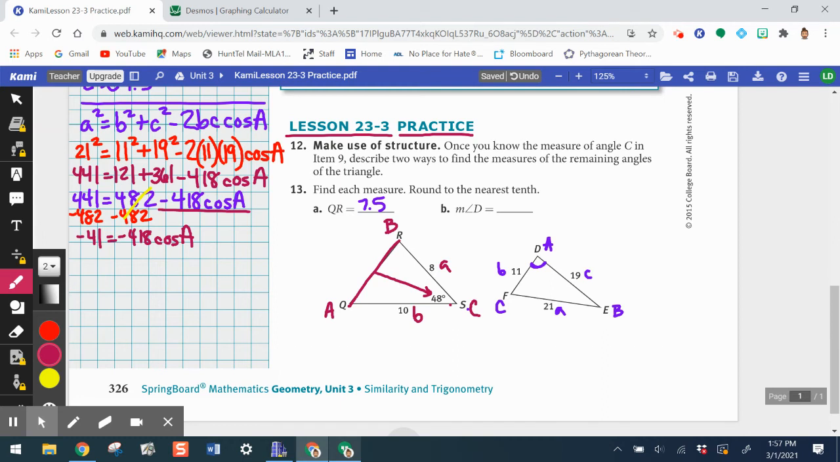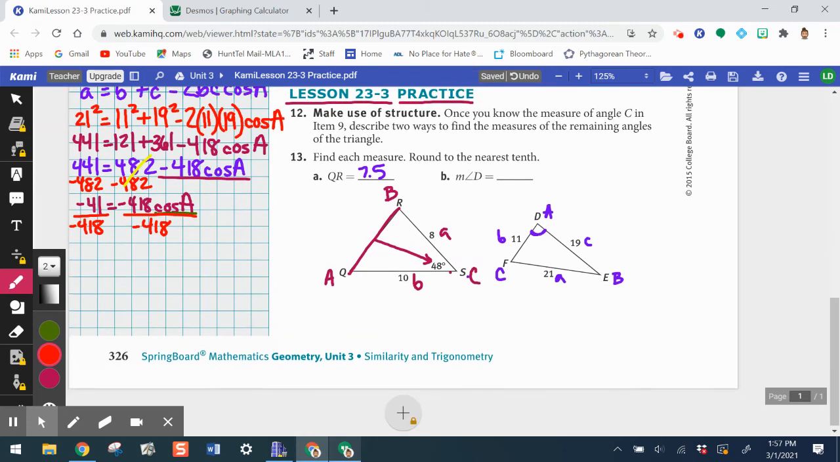So now our next step, since this is negative 418 times the cosine of A, our next step is to get the cosine of A by itself. And this is technically a negative 418 times the cosine of A. So to do that, we're going to divide both sides by negative 418. How do you undo multiplication? Well, of course, it's division. So on this right-hand side, that will cancel or become the number 1.